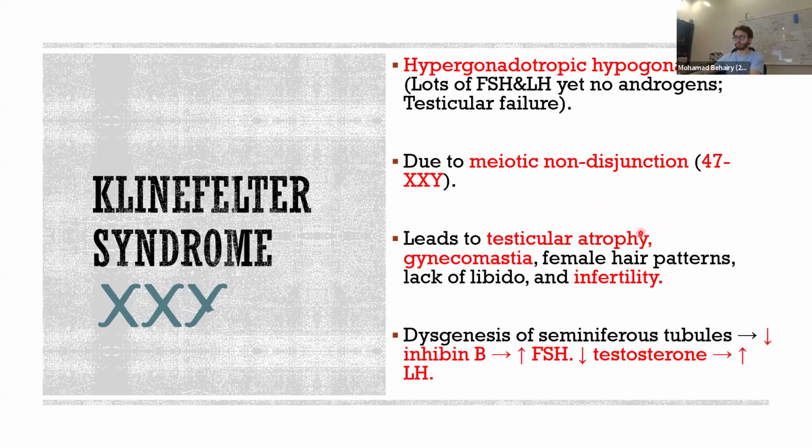Now, something you need to know: we said that FSH and LH are elevated. Why? Because there is no testosterone, so the pituitary is trying its best to increase the FSH and LH. But why exactly does this happen?